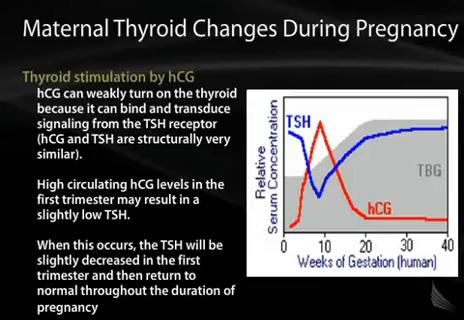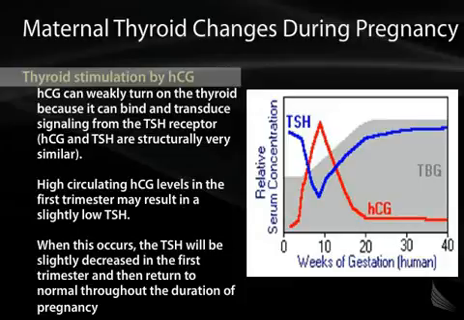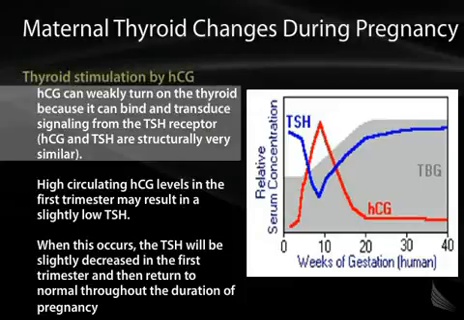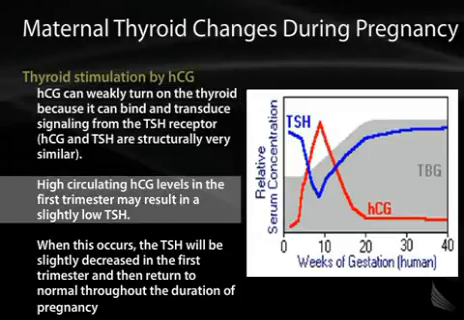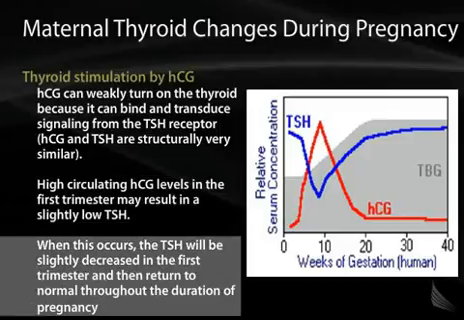And the third important thing that happens is the stimulation of the thyroid gland by HCG. Again, if you recall, HCG, like TSH, is a glycoprotein and has a very similar structure to TSH itself, and therefore can weakly turn on the thyroid because it can bind and transduce signaling from the TSH receptor. So high circulating HCG levels in the first trimester may result in slightly low TSH, as shown in the graph on the right. In blue, you see that the TSH levels have a transient suppression in the first trimester, but they pick up again in the second and third trimester.